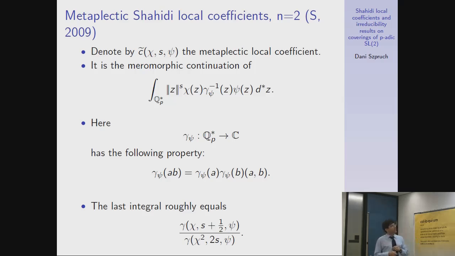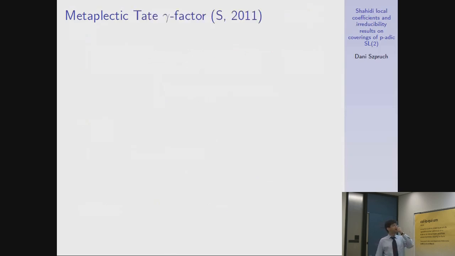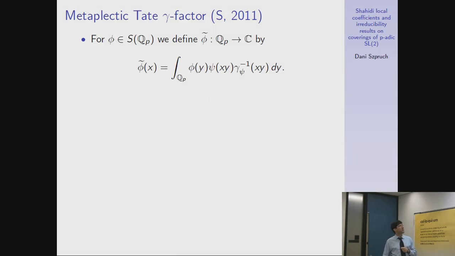So let's look at this integral again. In the linear case, this was the Tate gamma factor, the integral representing the Tate gamma factor. So here is a nice question. This kind of looks like the Tate integral, which equals the Shahidi local coefficient. So is there a metaplectic Tate gamma factor in the world? Is there such a theory? So it turned out there is. This is another result of mine.